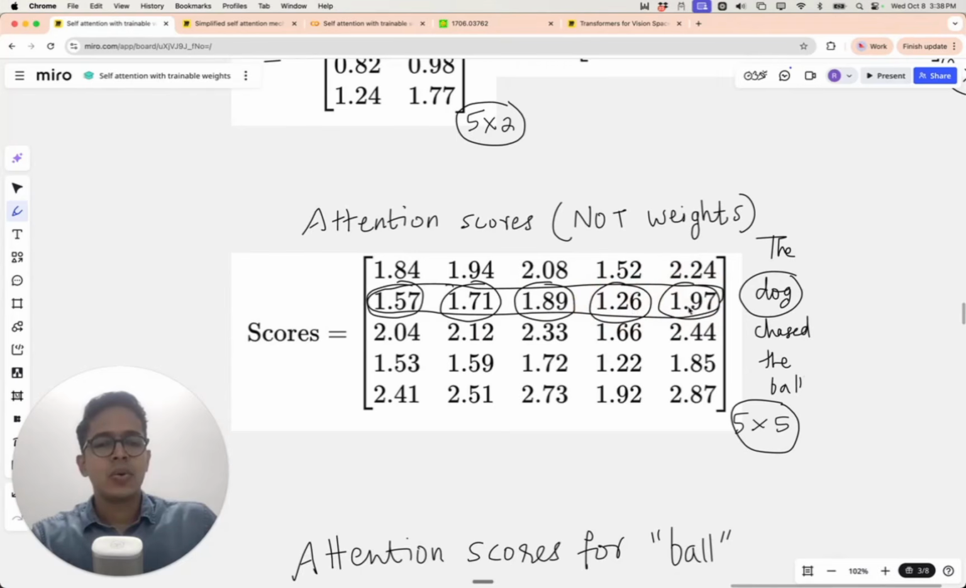But these are attention scores, so these numbers do not add up to 1. If these 5 numbers were adding up to 1, it would be easy for us to say dog must pay 20% attention to this particular token or 10% attention to this token. So it's more interpretable. And if these numbers are nicely between 0 and 1, it's also really good for training, because for training stability of neural networks, it's better to have normalized numbers. So what we have to do is convert these attention scores into attention weights.